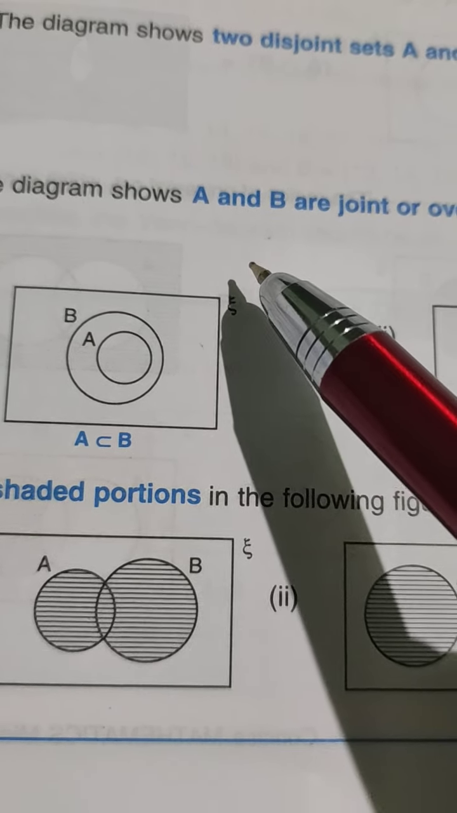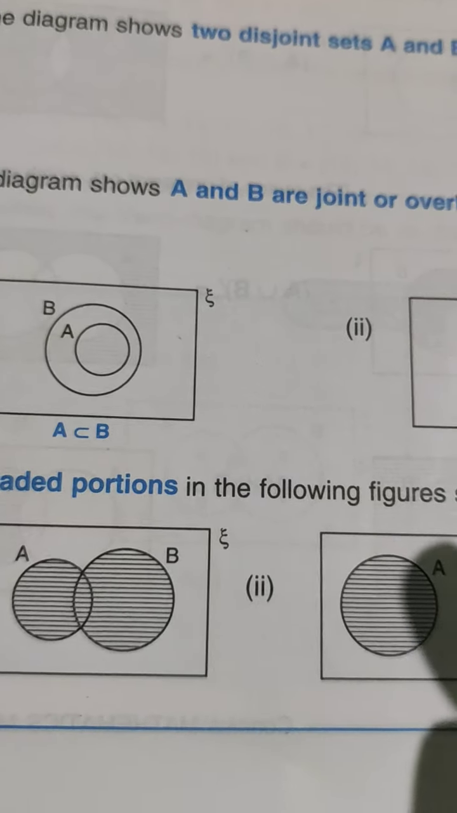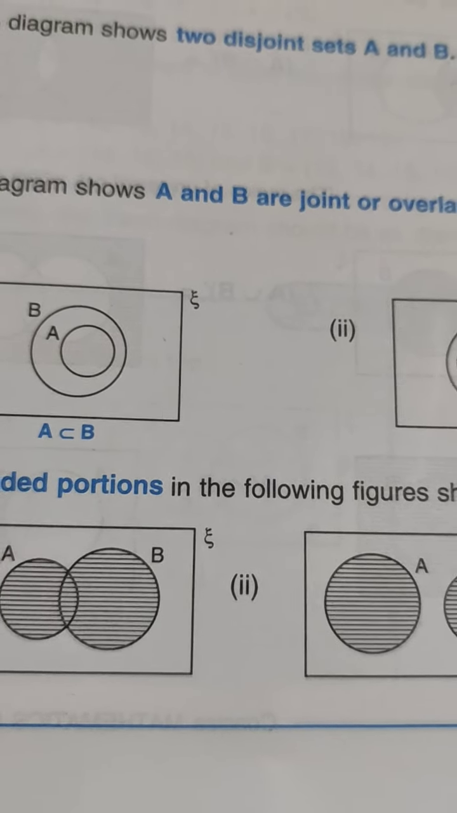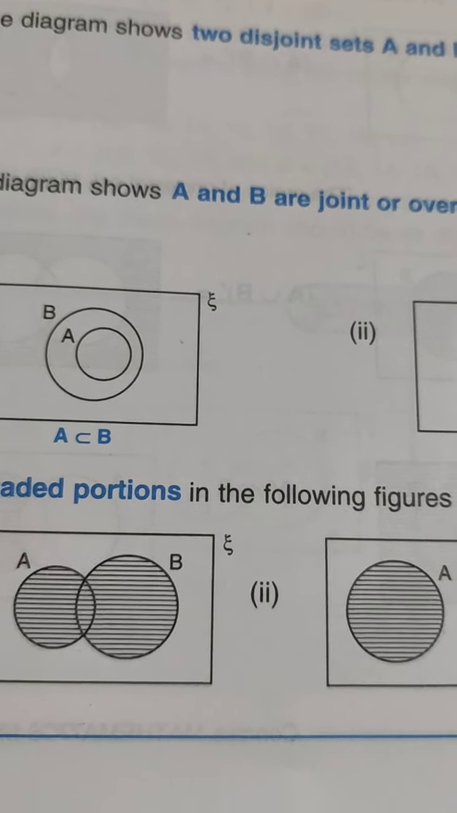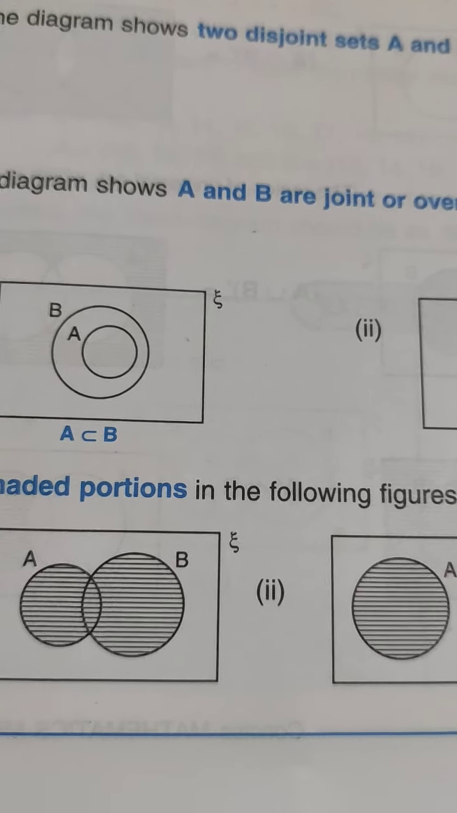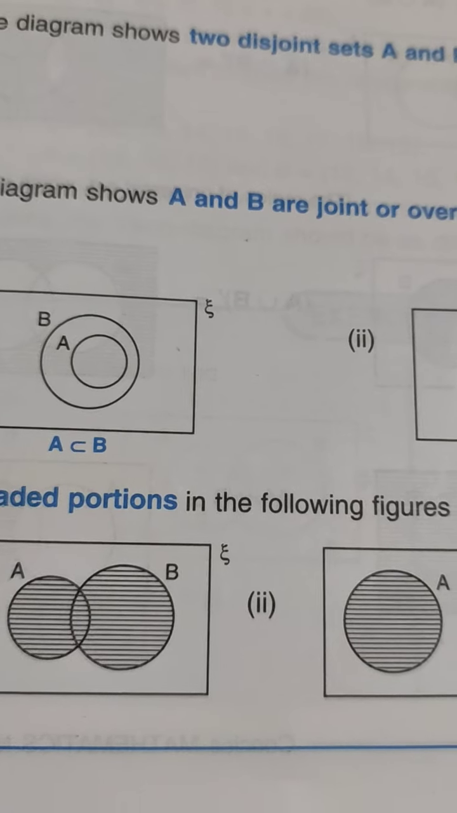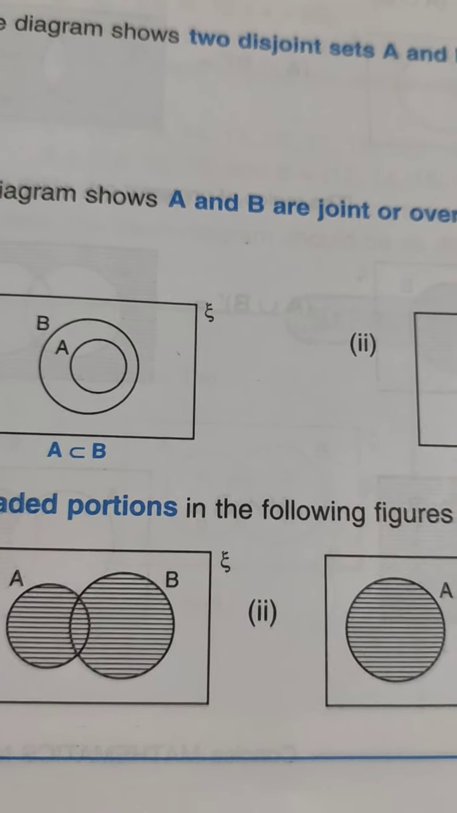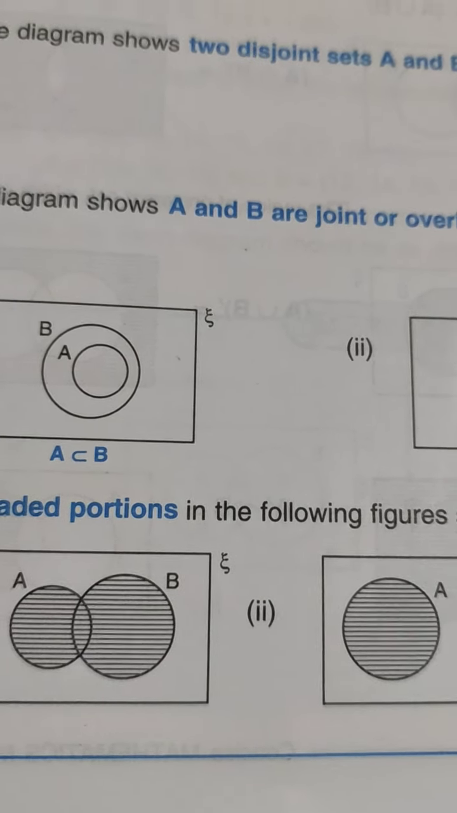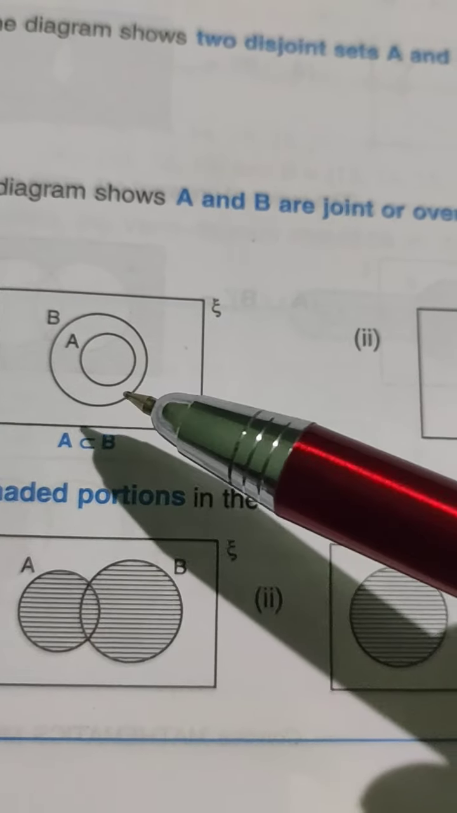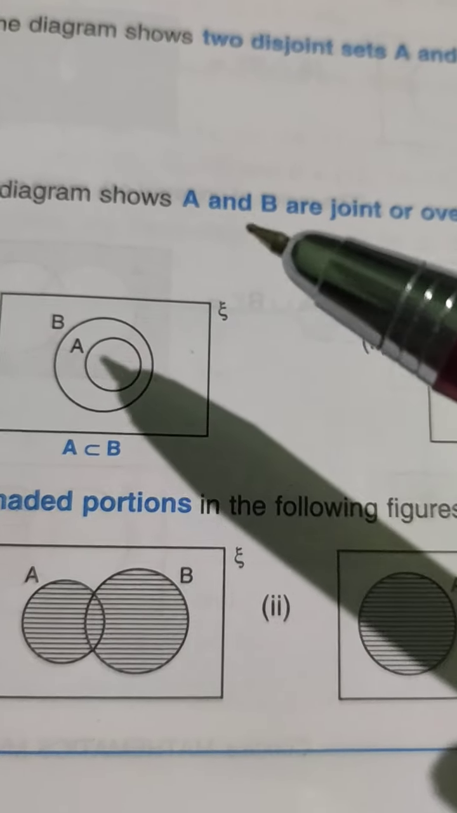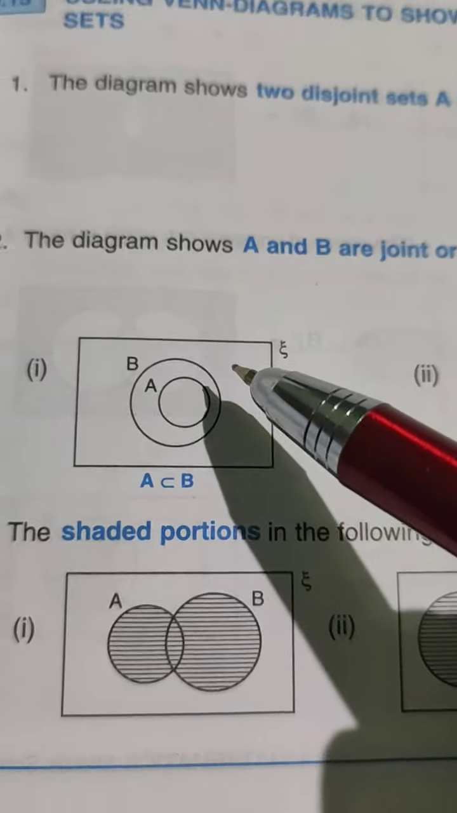Clear? So whatever I taught, subset, proper subset, disjoint sets, joint sets, you have to revise all. Difference of two sets, A minus B, whatever I taught, just revise all and then try this. Definitely you will understand. So first of all, look at the first figure.